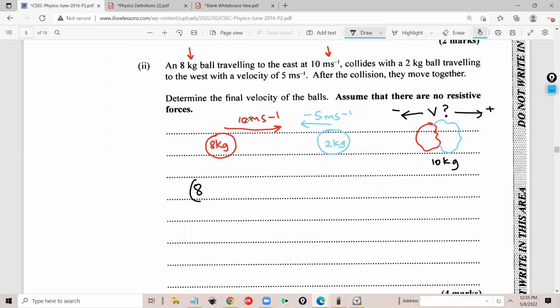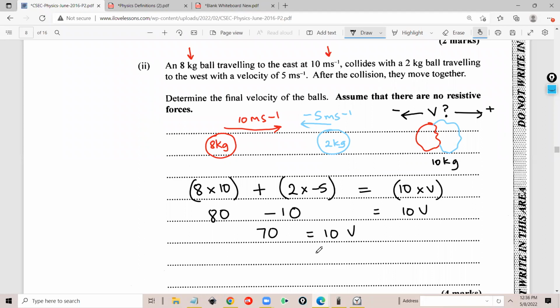8 mass by velocity, so 8 by 10 plus 2 by -5 is equal to, after the collision, 10 multiplied by what? V. 8 by 10 is 80. 2 by -5 is -10, is equal to 10V. This is 70 is equal to 10V. And we get V as what? So across, well, the multiply, you get a divide. So 7 meters per second, and it's positive.